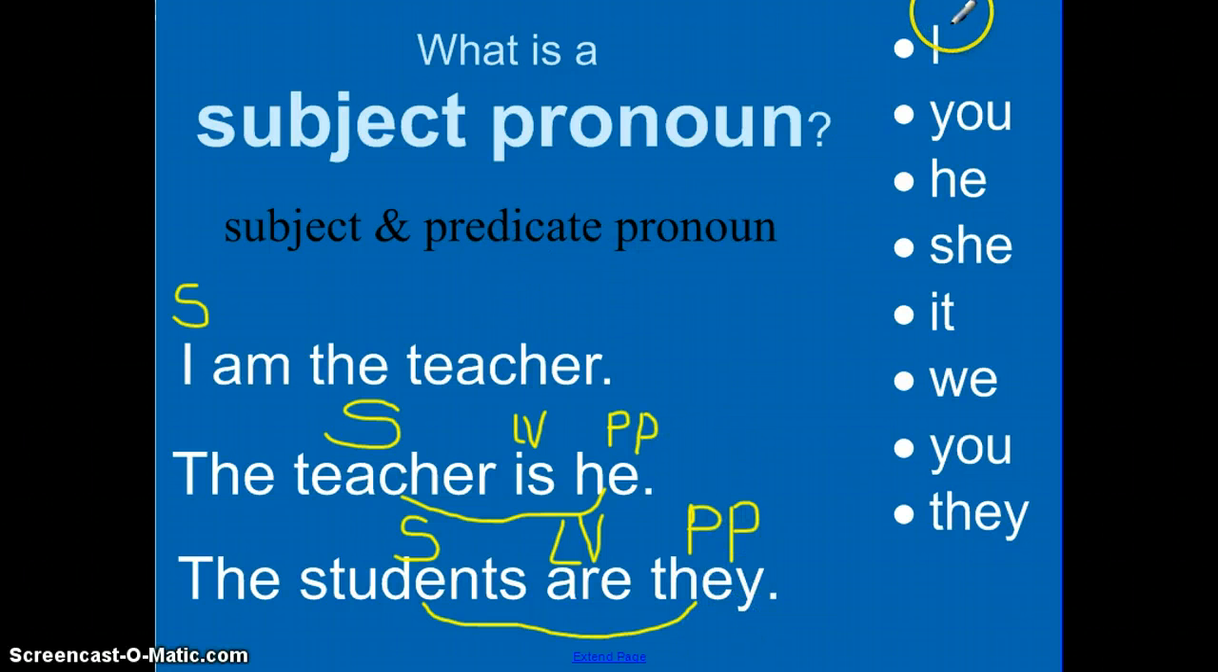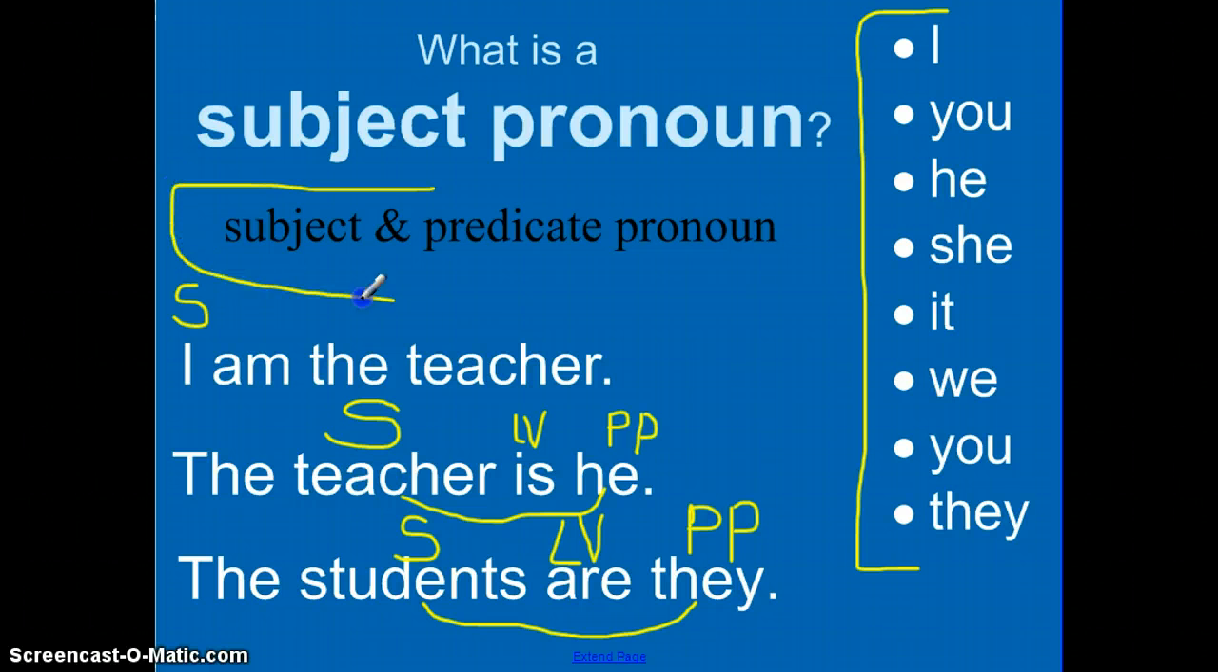So subject pronouns, you're going to need to memorize this list: I, you, he, she, it, we, you, they, and know that these are the two jobs that these pronouns are allowed to do.